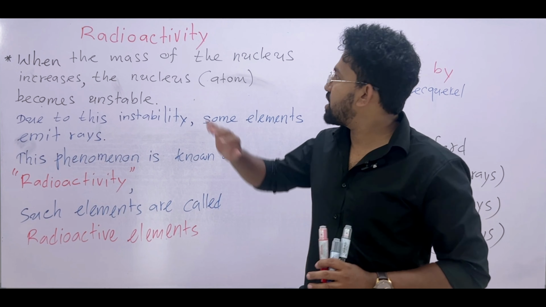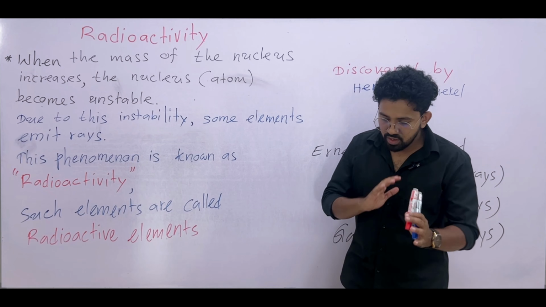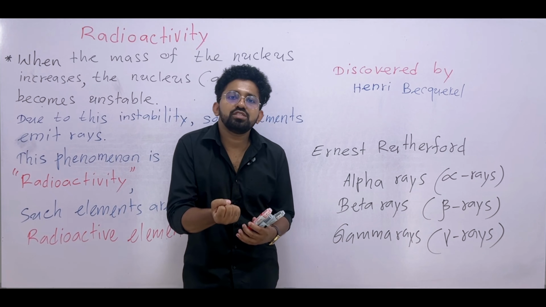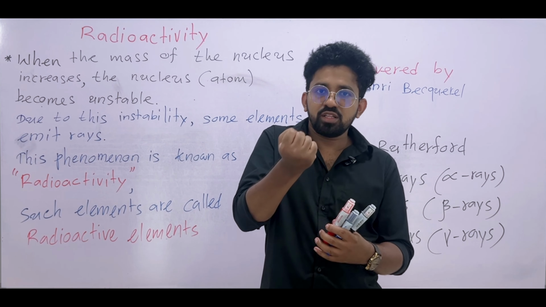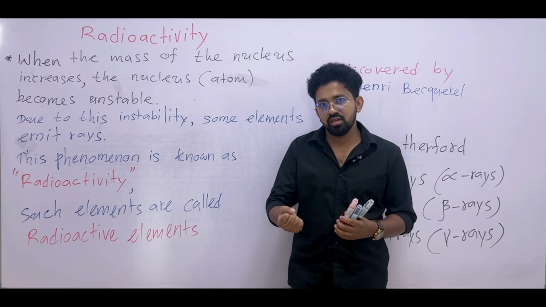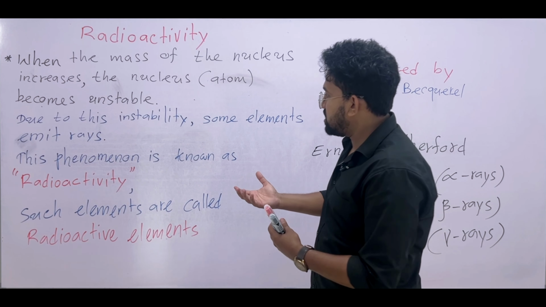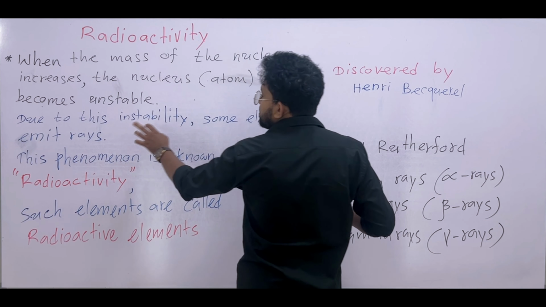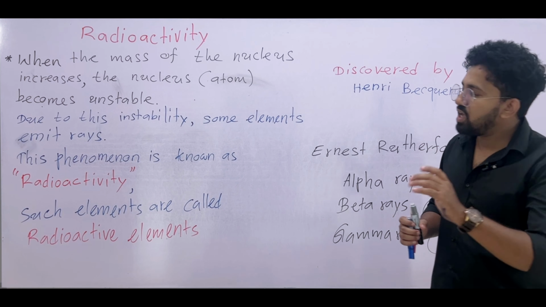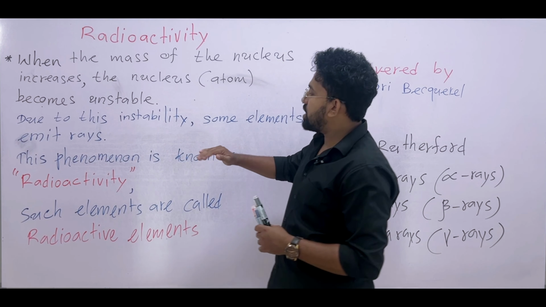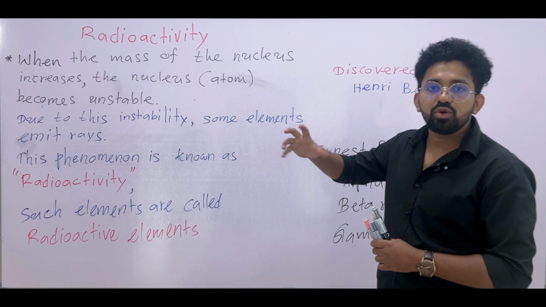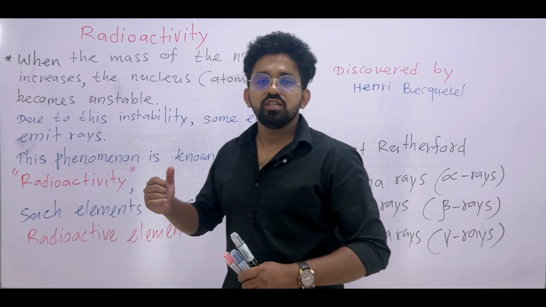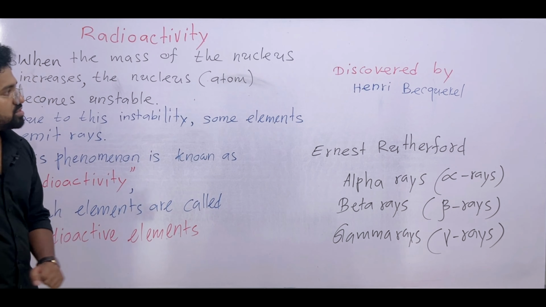Next topic is radioactivity. Write down radioactivity. Let's see how radioactivity occurs. When the mass of the nucleus increases, the nucleus, or the atom, becomes unstable. Because of that instability, some elements emit rays. This phenomenon is known as radioactivity, and such elements are called radioactive elements.